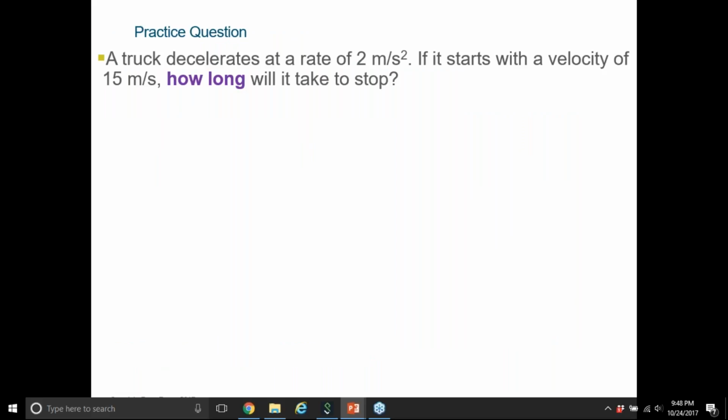And for now, we're going to do some practice questions where we use this method to figure out what formula to use and then actually solve the problem. So here's this practice question.